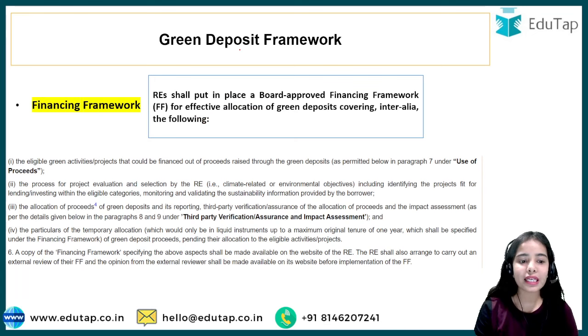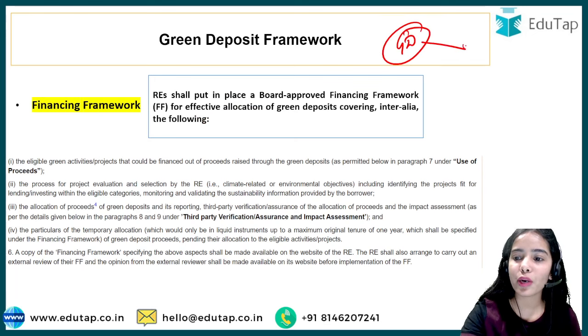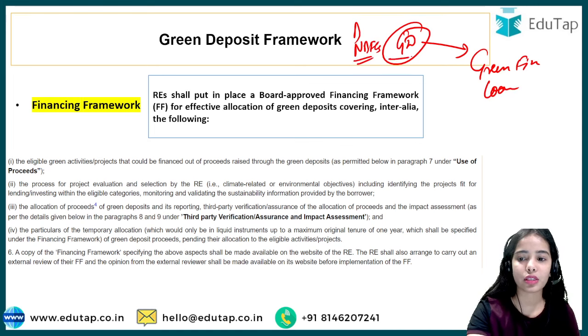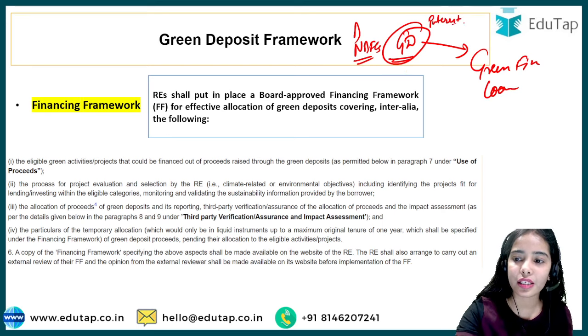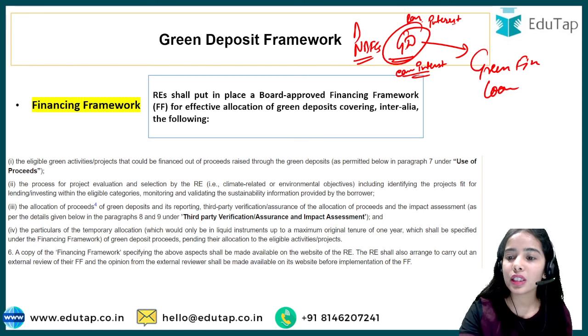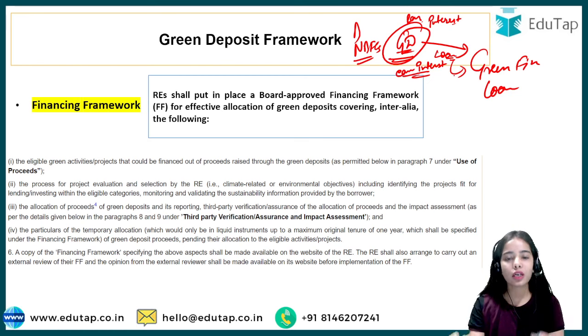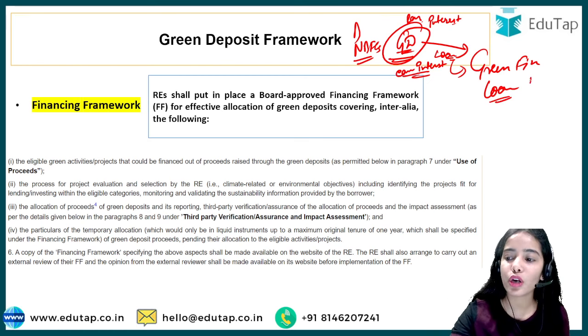Okay. Now financing framework. I have told you that the green deposits can only be used for the green financing for providing the loan. Now the banks and the NBFCs, they are receiving the deposits. So they will of course give the loan because on the deposit they have to pay the interest, so they have to earn the interest. To earn the interest, they will use this deposit to make the loan. So they can only use this money for the green financing or for providing the loan for the green activities or green projects. It means the same.